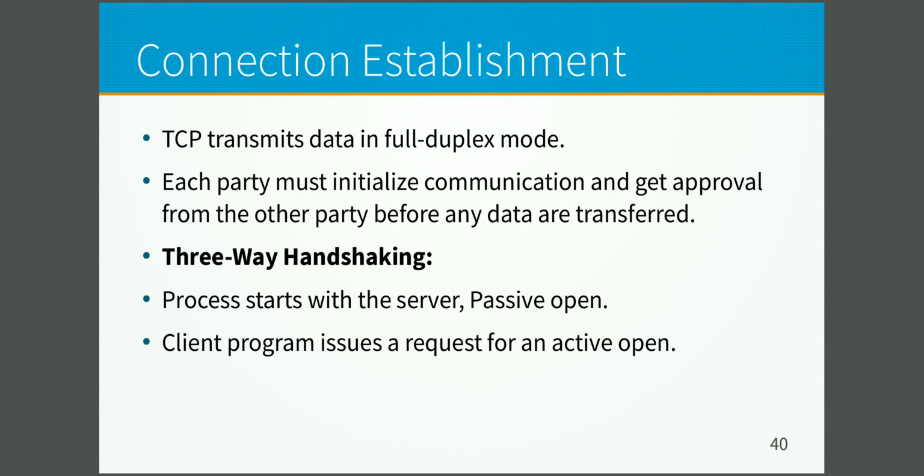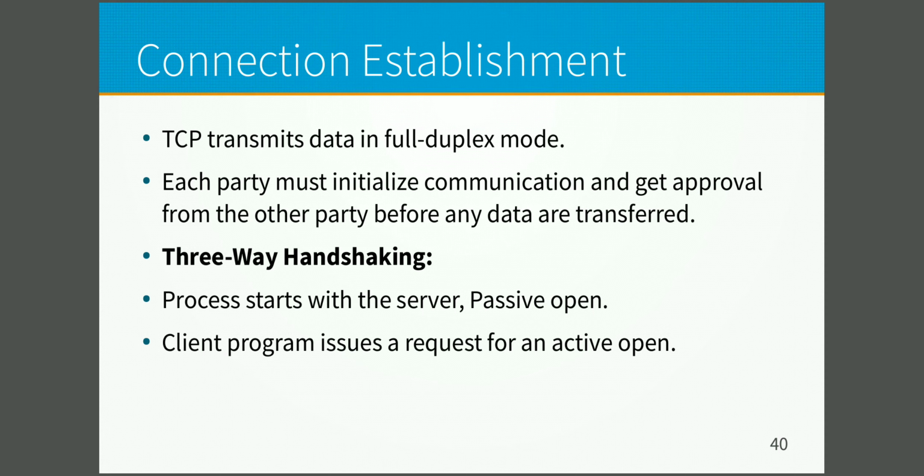TCP is bidirectional and it transmits data in full duplex mode. Both parties involved in communication can act as the sender and the receiver, and they can transmit data in both directions simultaneously. But before the data can be transferred, both participating parties, the sender and the receiver, must initialize the communication and get approval from the other party before any data is transferred.